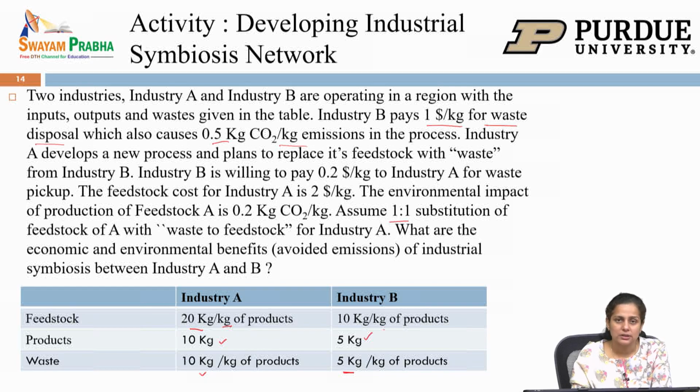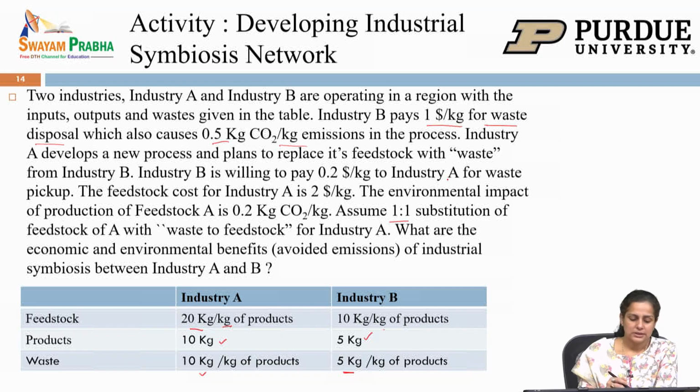Industry A recognizes that industry B has a pain point, that it is paying for waste, so it is kind of eating into its profit. So, industry A develops a process, being innovative here is important, to process the waste to replace their feedstock. And then industry B gets to know it. So, industry B is now willing to pay $0.2 per kg to industry A.